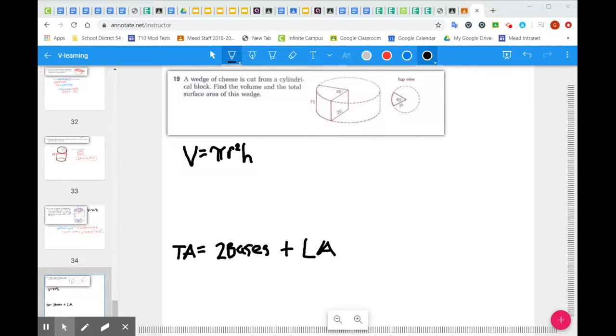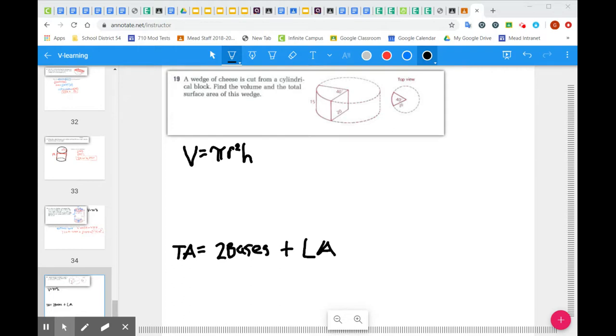Guys, this is number 19 on the 12.4 homework. The question is asking us to find the volume and the total surface area of the wedge. So what we notice, if we were dealing with the whole shape, it would be a cylinder. However, we are dealing with just part of it. So that's the wedge. If you think back to chapter 11, it's kind of like finding the area of a sector. So we need to find the volume of the wedge.